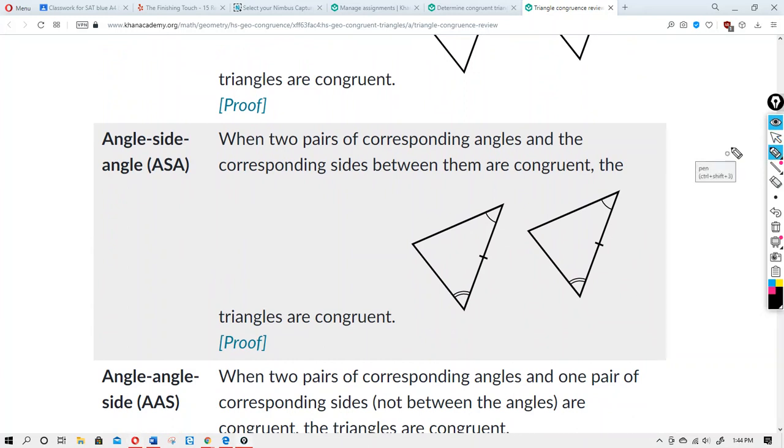The next one is ASA, or angle side angle. That side has to be in between the two congruent angles. So angle, side, angle. See the two congruent angles here? And the side that's congruent is in between them.